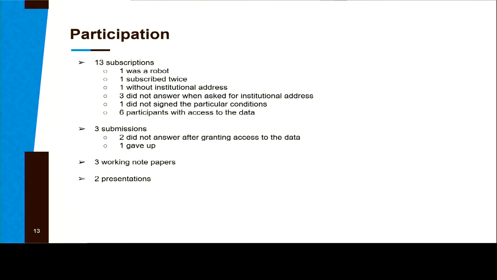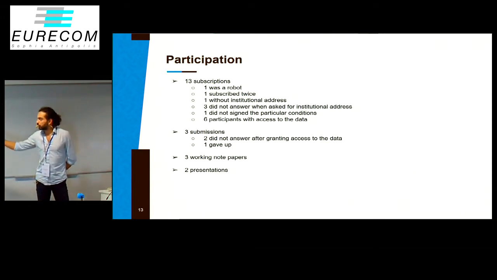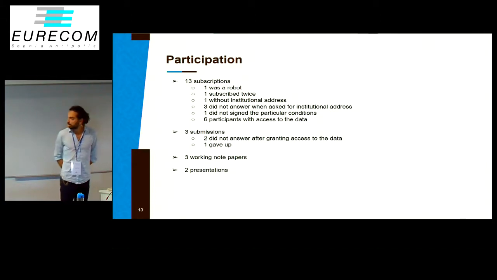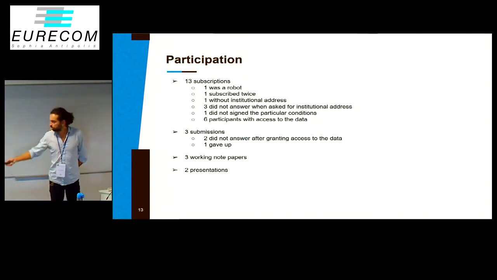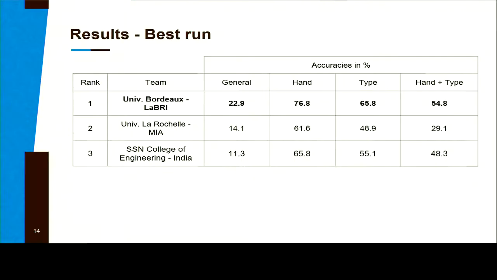For participation, we had 13 subscriptions. Sadly, 1 was a robot. 1 subscribed twice. 1 was without an institutional address, and 3 did not answer when we asked for an institutional address. And another 1 did not sign the particular conditions. So we had 6 participants who had access to the data. But in total we had only 3 submissions because 2 did not answer and 1 gave up. So we have 3 working note papers, but today we have only 2 presentations, Jordan and myself.